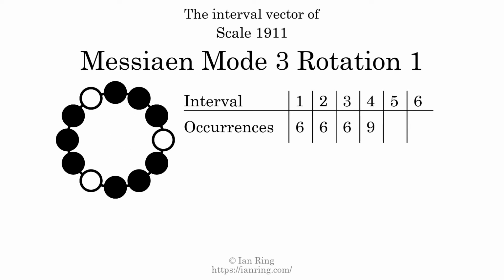There are 9 intervals with the size of 4 semitones. They are here, here, here, here, here, here, here, here, and here. There are 6 intervals with the size of 5 semitones. They are here, here, here, here, here, and here. There are 3 intervals with the size of 6 semitones. They are here, here, and here. Each interval does not appear in this scale a unique number of times, so this is not a deep scale.